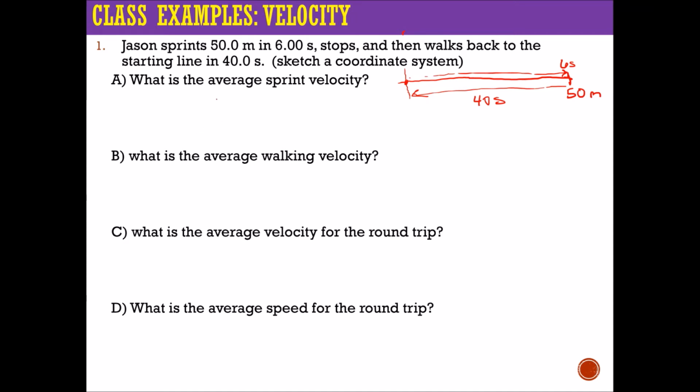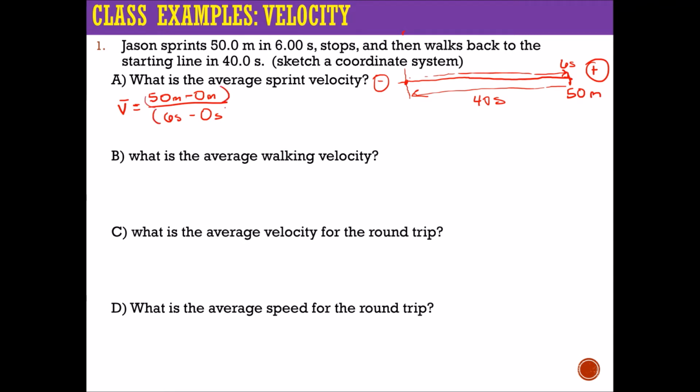What is the average sprint velocity? Well, the average velocity is going to be his final displacement, which was 50 meters. By the way, I'm going to call this direction the positive direction, and on the left side of the y-axis will be the negative direction. So on average, he goes a final displacement of 50 meters minus initial displacement, which was the 0 mark, divided by 6 seconds. So final time was 6, initial time was 0 when he started the stopwatch.